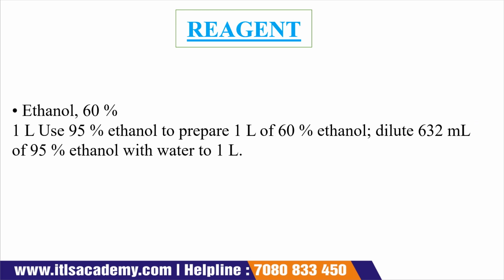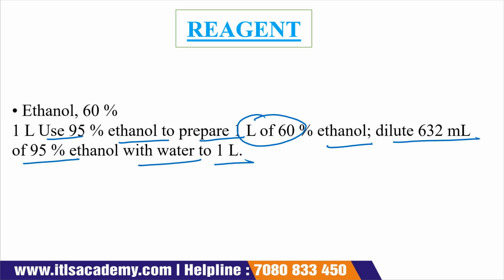Now the next one is your reagent. Okay, so ethanol 60%. So what should we do? Use 95% ethanol to prepare 1 liter of 60%. We take 632 ml of 95% ethanol and dilute it with water to 1 liter.